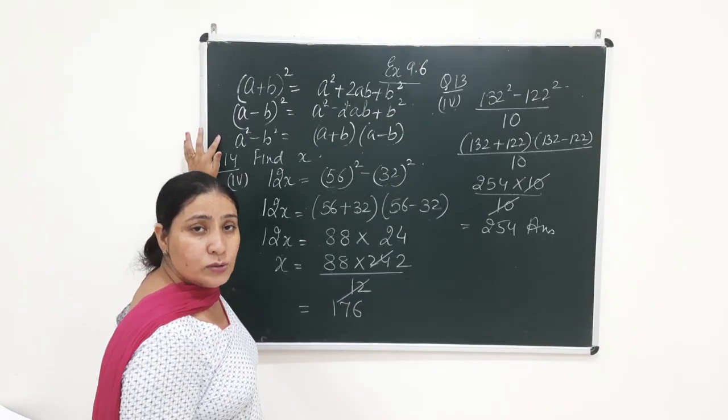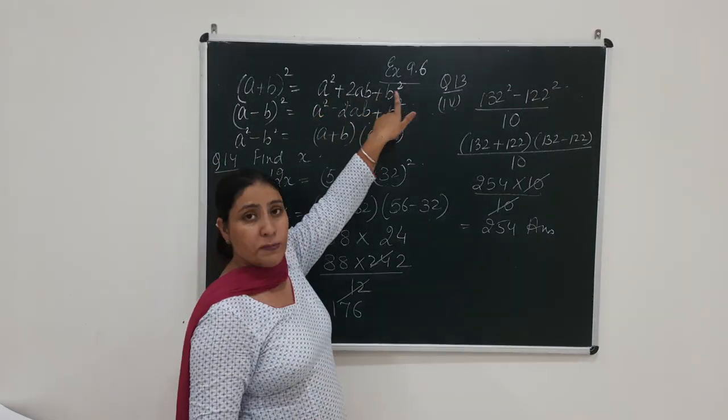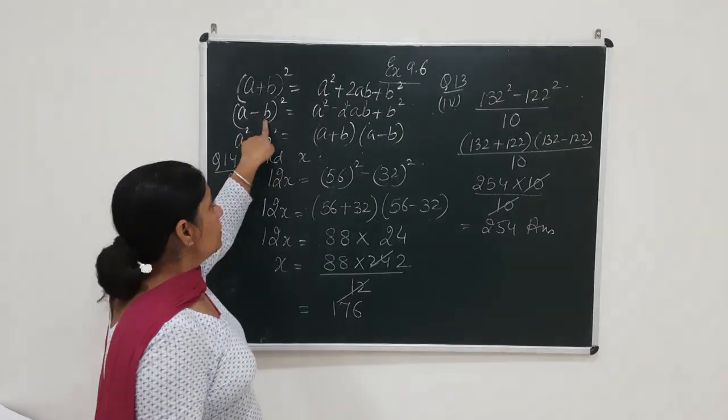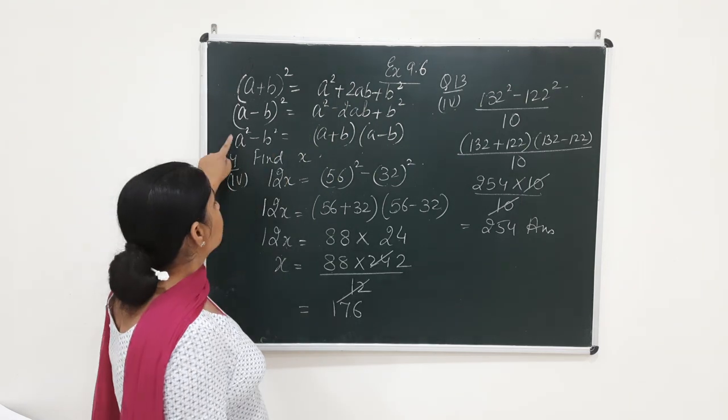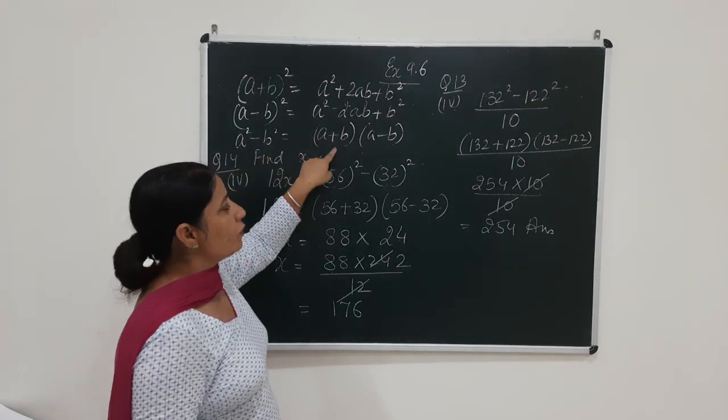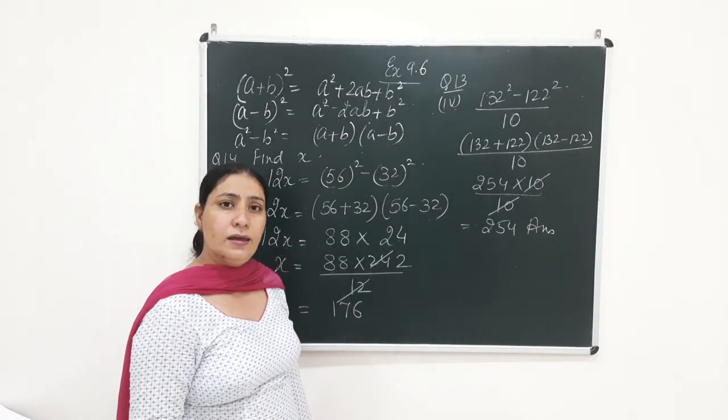a plus b whole square, which is equal to a square plus 2ab plus b square; a minus b whole square, which is a square minus 2ab plus b square; and the last, which is a square minus b square, which has two factors, a plus b and a minus b.